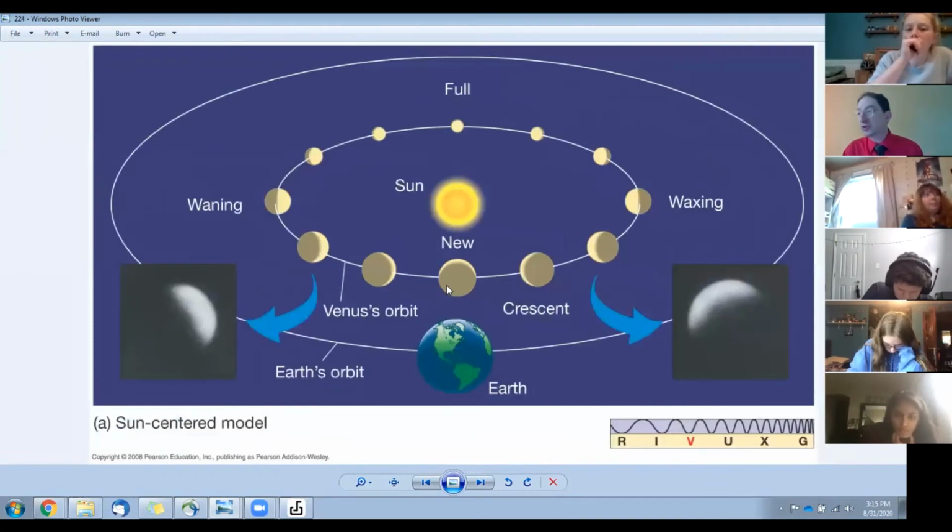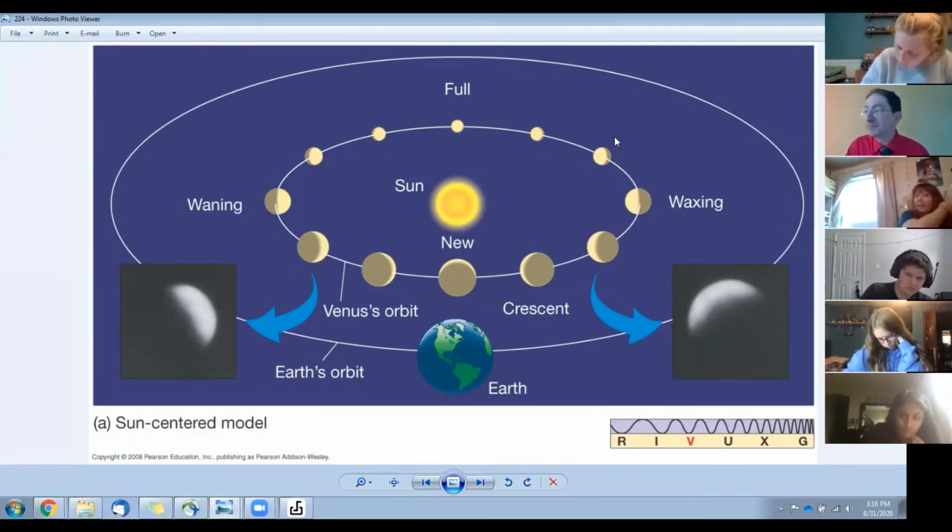In the heliocentric model, the sun's at the center. Here's the orbit of Venus, the orbit of Earth. And Venus can be between the sun and us, in which case it's new. And coming over here, it's a crescent. But if you keep going, it works its way behind the sun. So you do get a quarter Venus and a gibbous Venus and a full Venus.